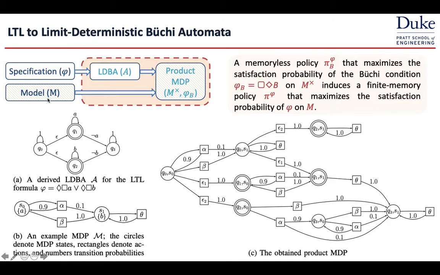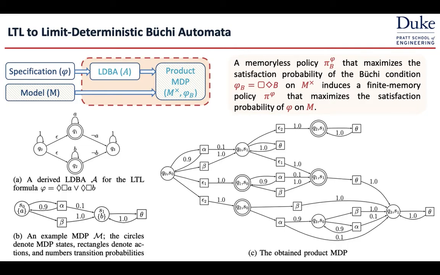Here's an example. So this is a simple LDBA. We are allowed to make a single non-deterministic transition, then we get stuck in this deterministic component. This is the MDP. Alpha, beta, and theta are actions. A and B are the labels of the states. When we construct a product MDP, we can see there will be some epsilon actions here. Epsilon 1, epsilon 2, here and here as well.